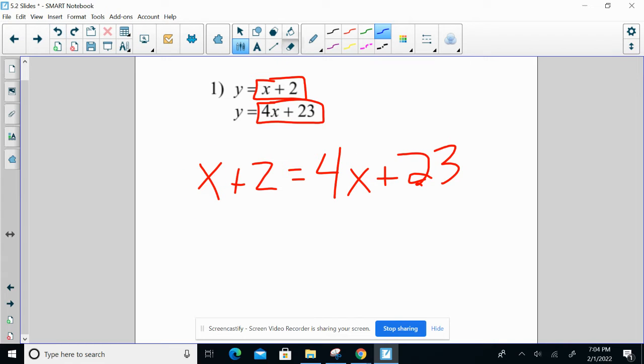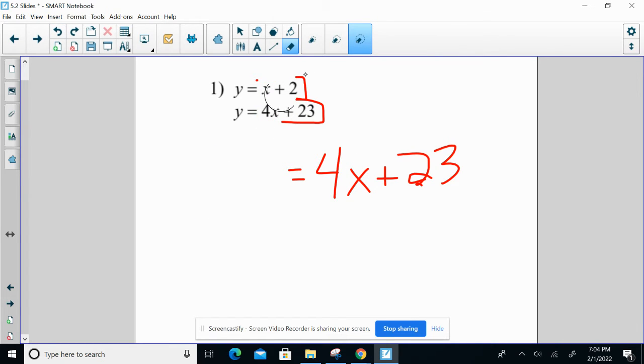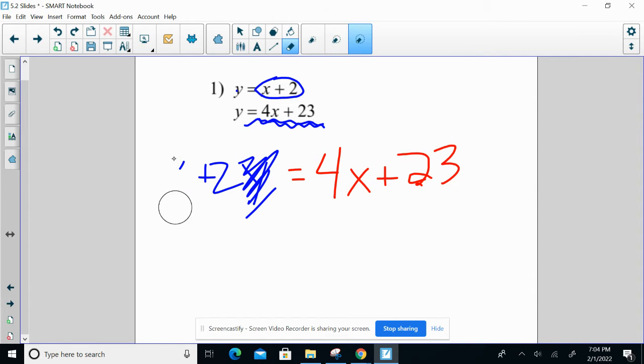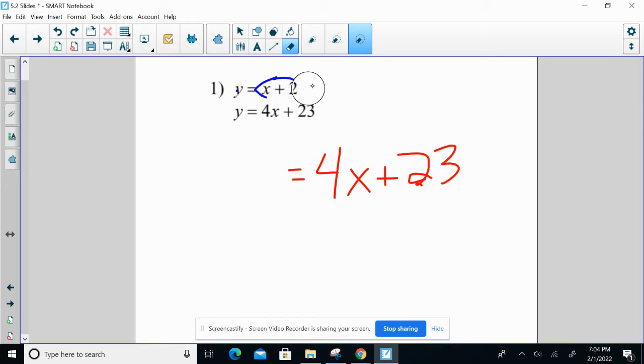All right. The other explanation is this. This equation used to say y equals 4x plus 23. This also says y equals x plus 2. Well, if y equals x plus 2, that means wherever you see a y in this equation, you can replace it with x plus 2. So we can replace the y in the second equation with, well, what does y equal? It says x plus 2. All right? So however you want to explain it.